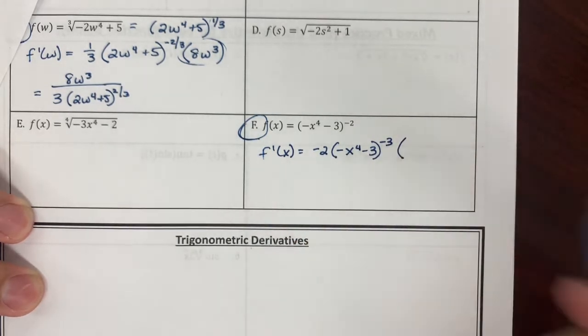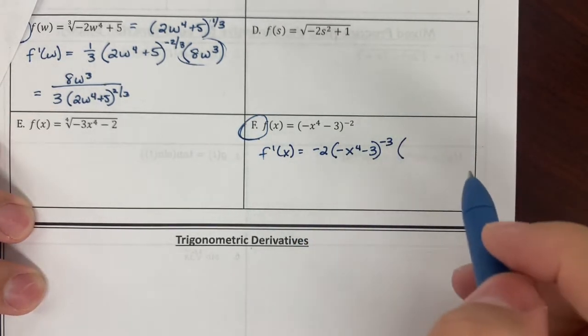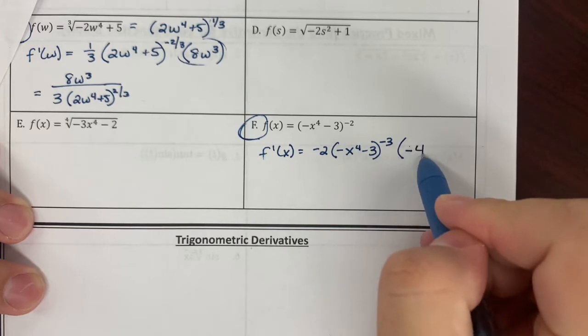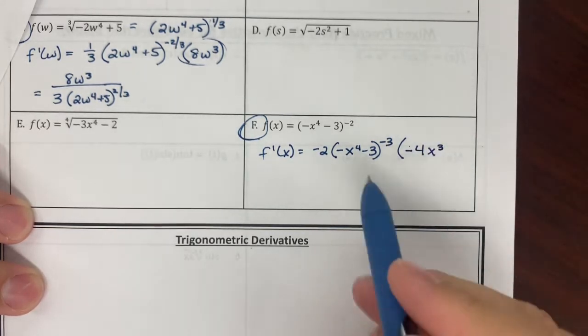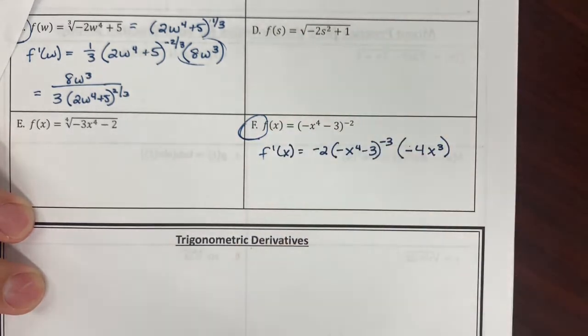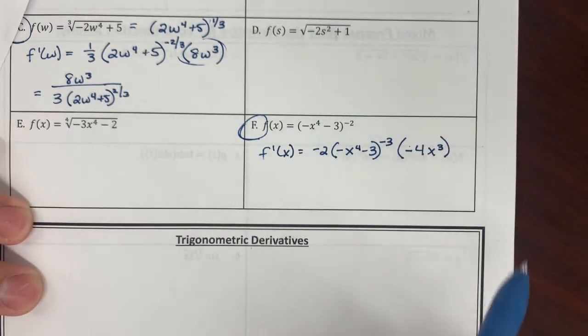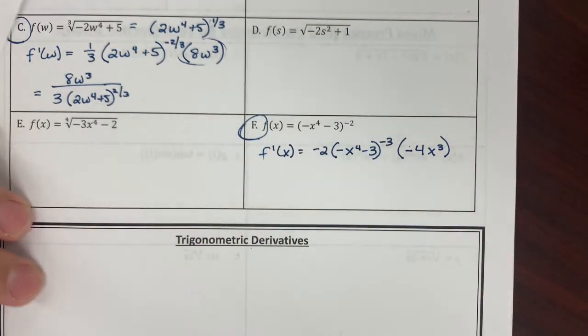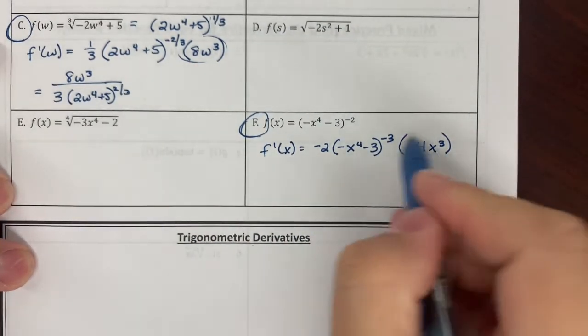Then times the derivative of the inside, which is going to be negative 4x cubed. Sometimes there'll be more than one term on this side, but all of the examples I thought of, well, I guess I could have done B, you'll just have one term for this one.